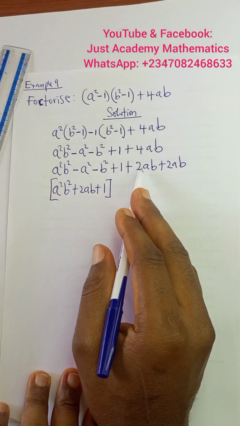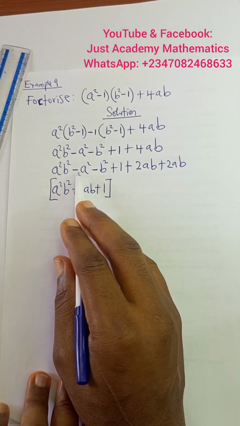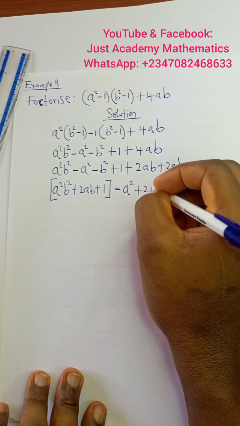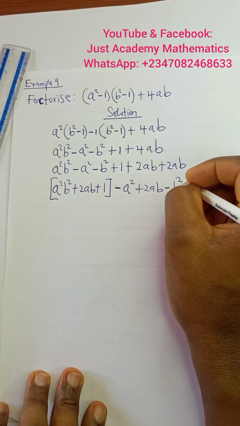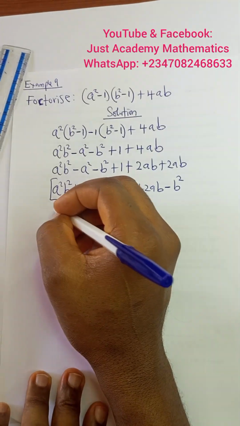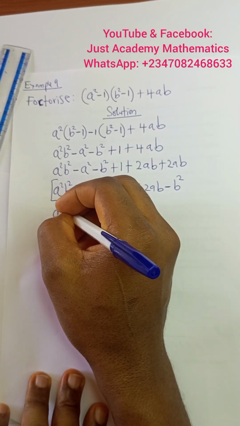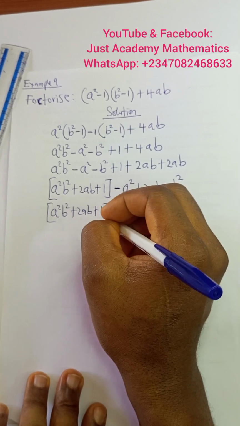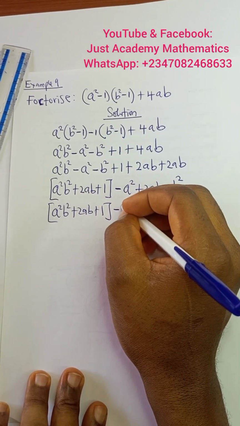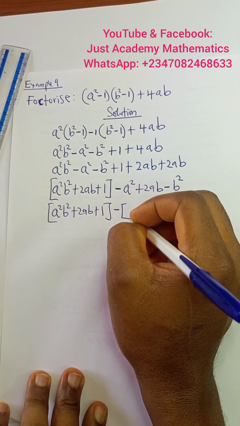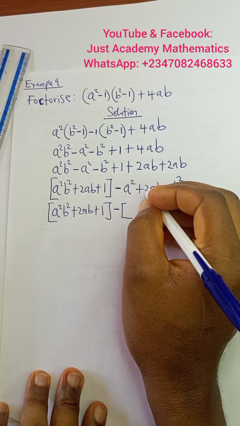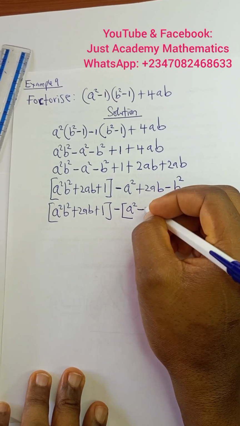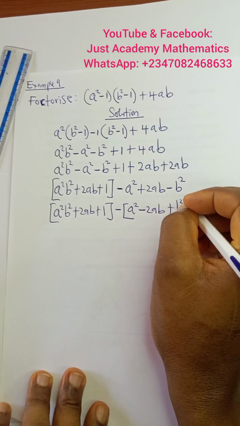Then in the other group, first we have minus a square plus 2ab minus b square. I'm just showing you so that you see. I want to bring out a minus. I'll step this down again: minus a square minus 2ab plus b square. Then here, minus is outside. If minus is outside, what will remain here? What will remain here will be a square minus 2ab plus b square.